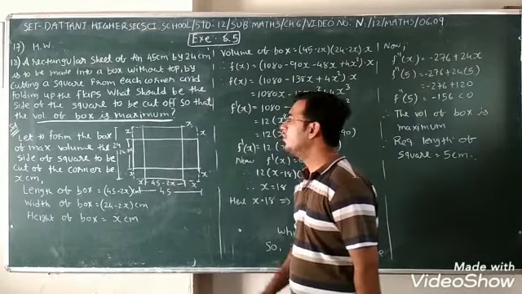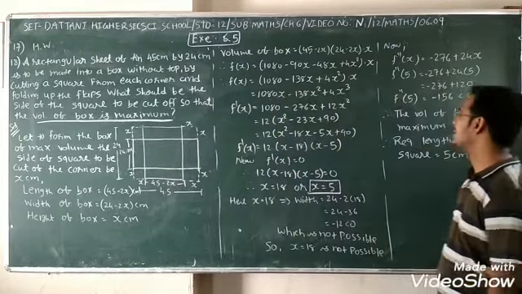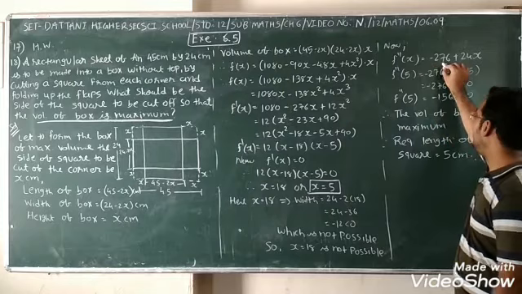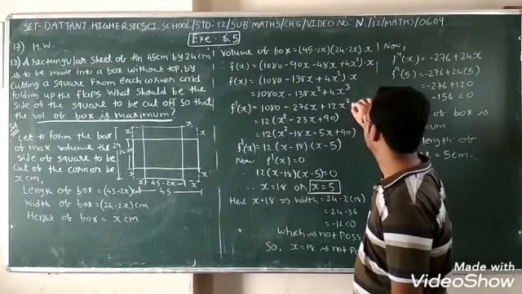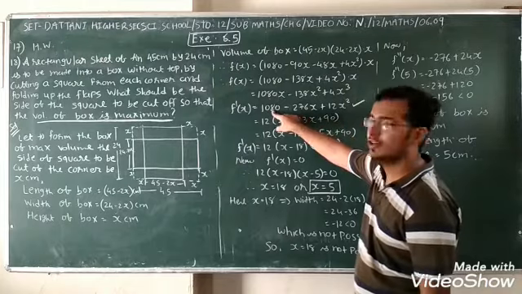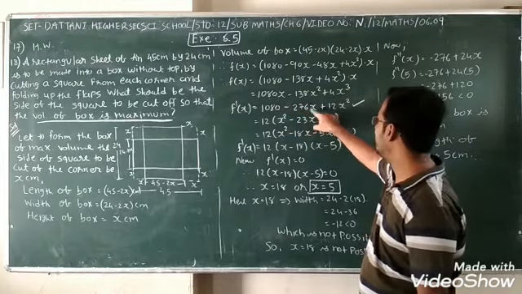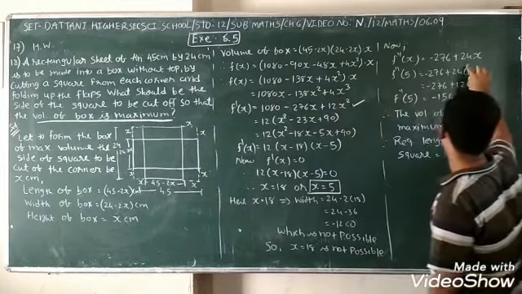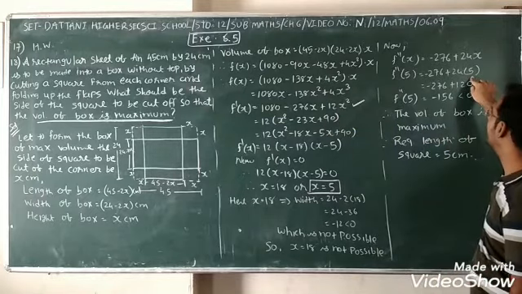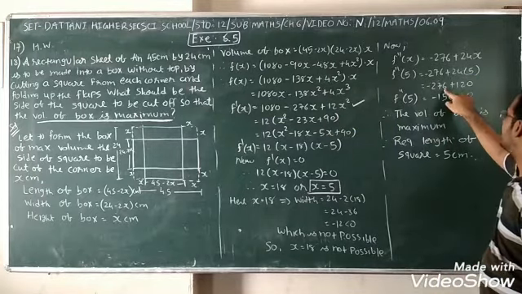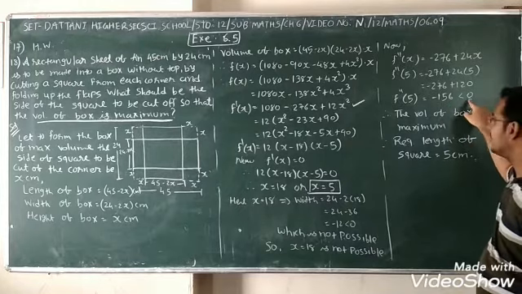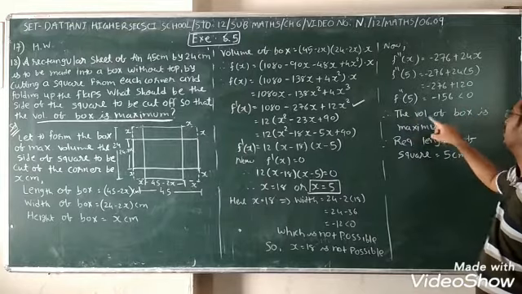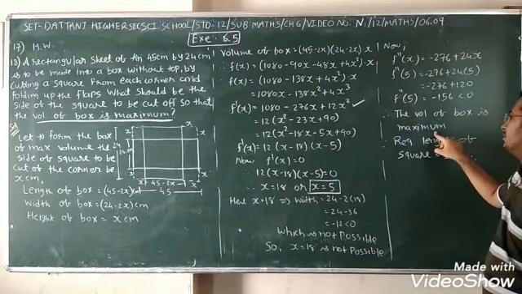Now I want to prove the volume of the box is maximum. F double dash: so here f dash x is 1080 minus 276x plus 12x square, so f double dash is minus 276 plus 24x. Now putting x equal to 5: 120 minus 276 gives minus 156, which is less than 0. It means the volume of the box is maximum.